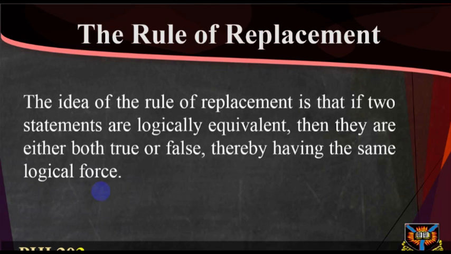Number 2. Commutation, COM. (P or Q) if and only if (Q or P). (P and Q) if and only if (Q and P).